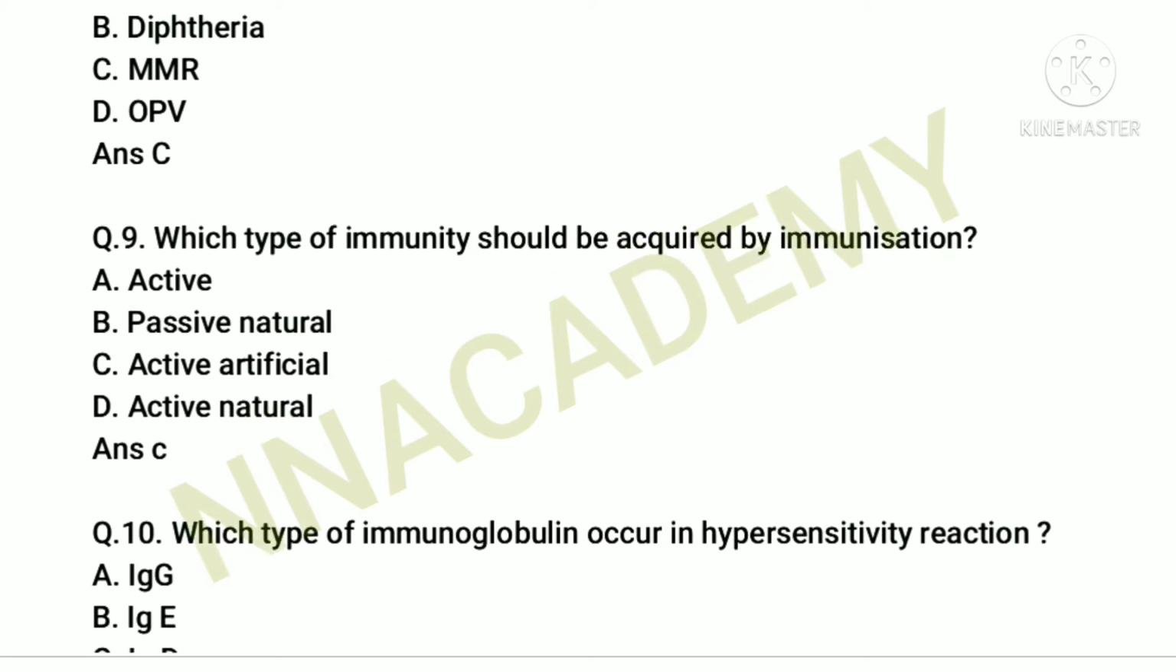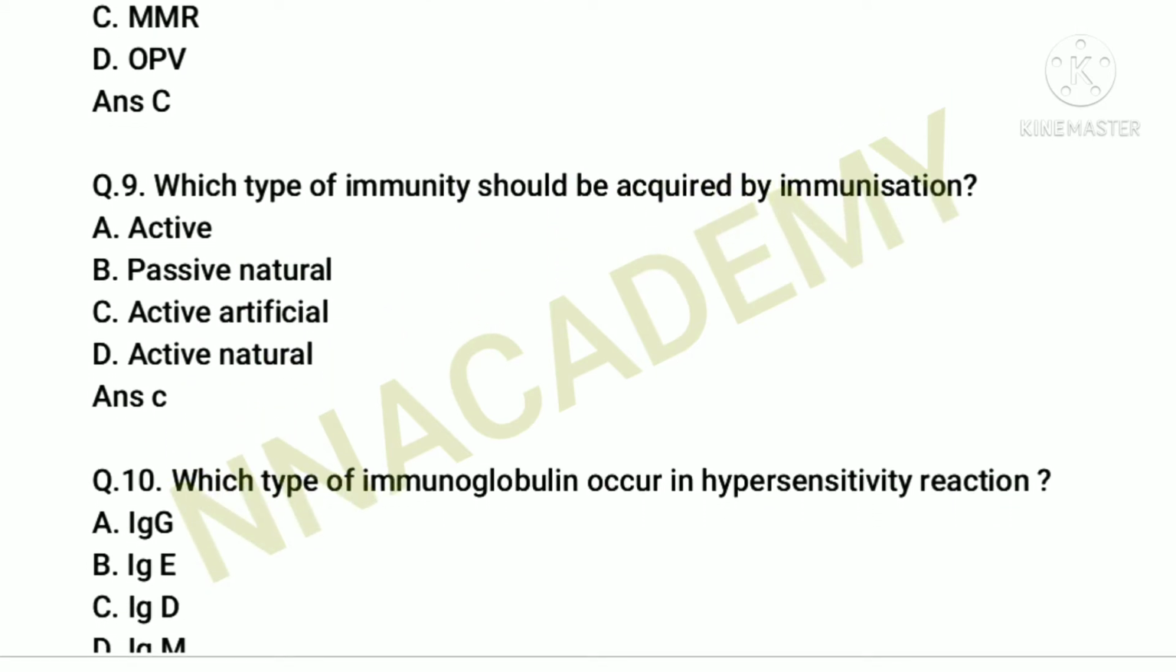And the next question, which type of immunity is acquired by immunization? Option A active, option B passive natural, option C active artificial, and option D active natural. So when we are giving immunization to a person, what type of immunity is acquired? So the right answer is active artificial. Such an easy question. We have already made a video regarding this immunization in our previous video, so please try to check it out. I'm going to add the link above.